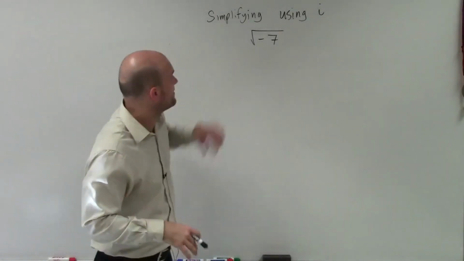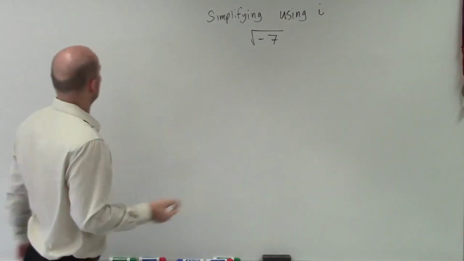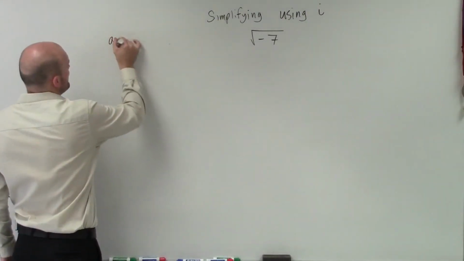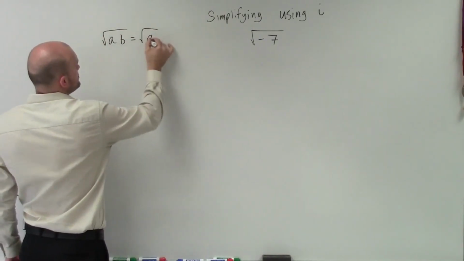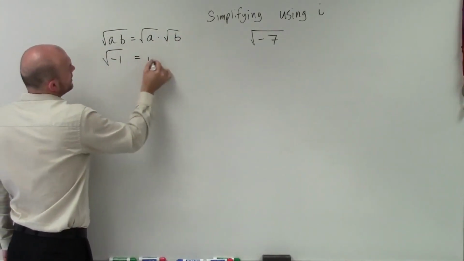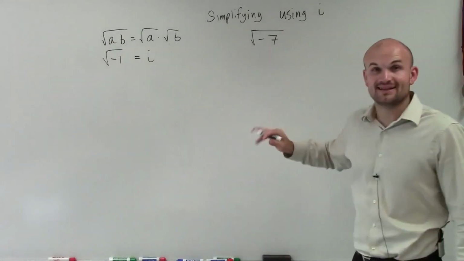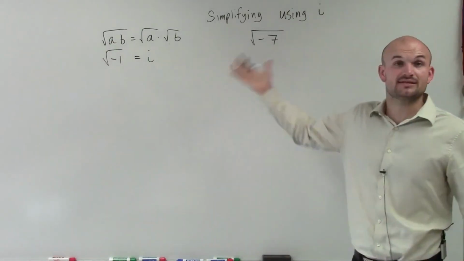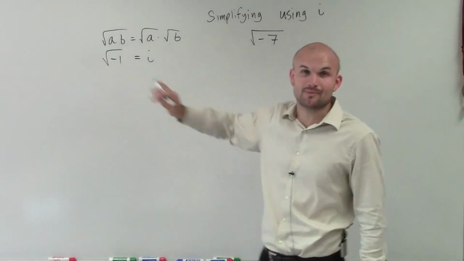OK, so what I have here is I want to simplify this number by using i. So remember that the root of a product can be rewritten as the square root of a times the square root of b. And also remember that the square root of negative 1 equals i, our imaginary unit. So if I want to rewrite this, the first thing I'm going to do is break this up into the product and get out the negative 1 because we know that's going to represent i.